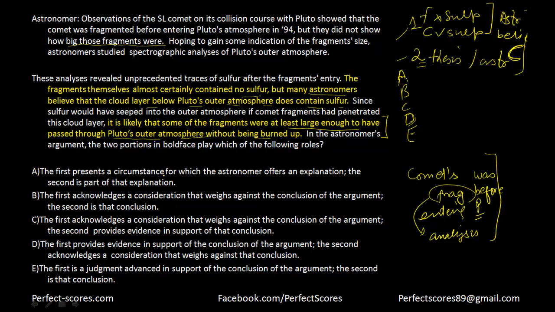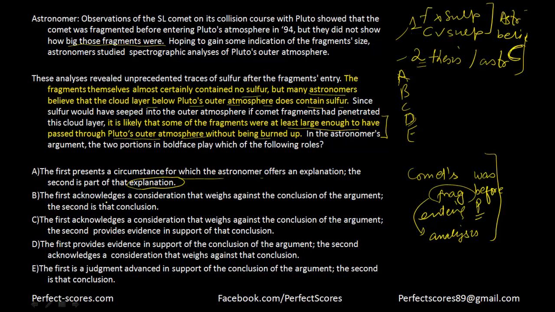The first presents a circumstance for which an astronomer offers an explanation. The second is part of an explanation. Now this word here, we are not giving any explanation, and that is why A is incorrect. Usually in these kinds of questions, one word is enough to render the entire option wrong.